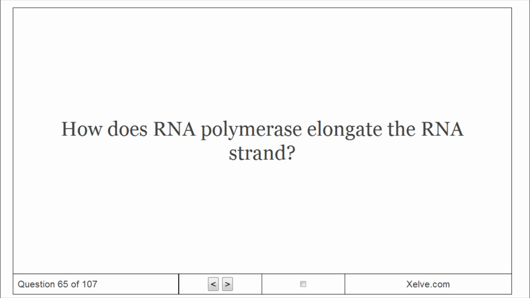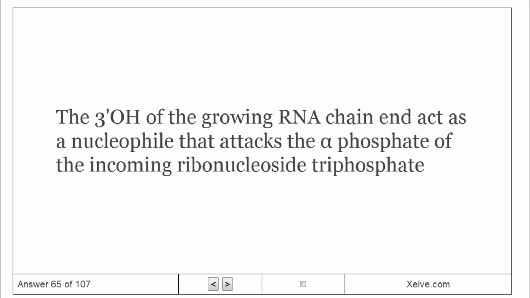How does RNA polymerase elongate the RNA strand? The 3' OH of the growing RNA chain acts as a nucleophile that attacks the alpha-phosphate of the incoming ribonucleoside triphosphate.